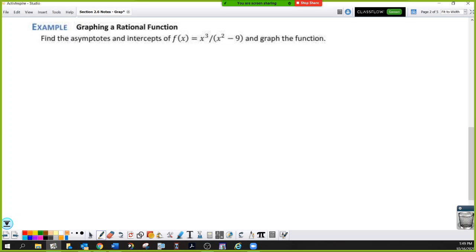First of all, stacked fraction. We don't want it to be side by side. It's hard to look at. What do you guys notice about that x squared minus 9? It's the difference of 2 squares. So we can factor that, and we should, because that will show us where our vertical asymptotes are.